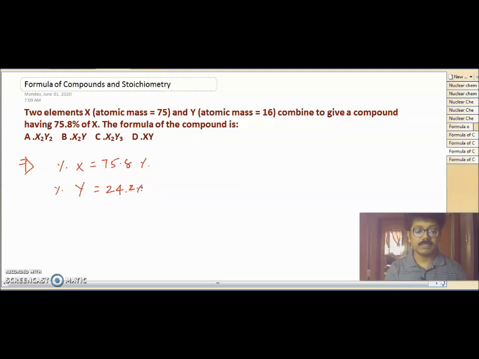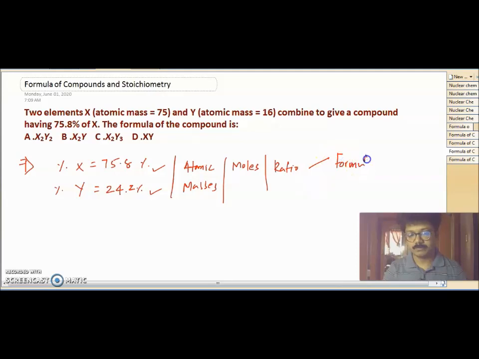24.2 percentages. So if I have the percentages, and if I also have the atomic masses, I can easily find out the number of moles, and I can also find out the ratio. And if I have the ratio, I can easily figure out the formula of the compound. It's a simple empirical formula numerical. You can easily get the answer.